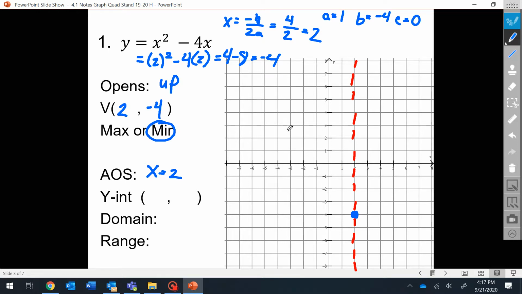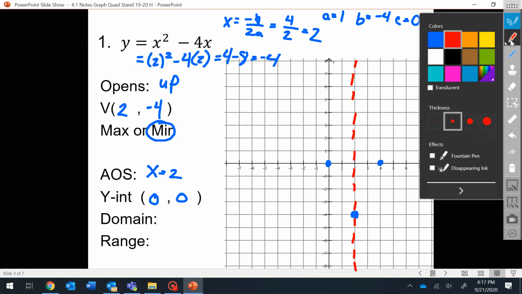Alright, now we need to look for the y-intercept. The y-intercept is 0, c, whatever the c value is. And in this case, the c value is 0. So 0, 0 is the y-intercept. So that's right here. And we're going to take that point and reflect it over this dotted line. It's 2 spaces away from the dotted line, so on the other side, it will be 2 spaces away from the dotted line. And with these 3 points, I can now make my parabola.